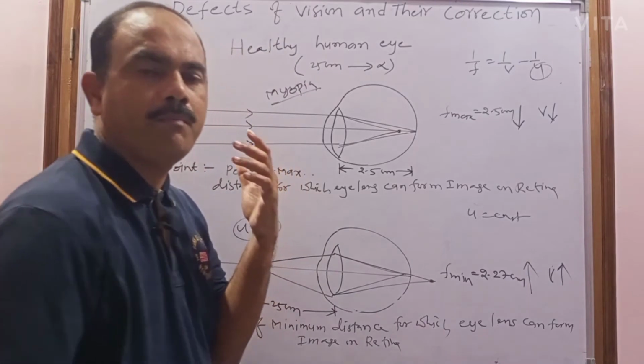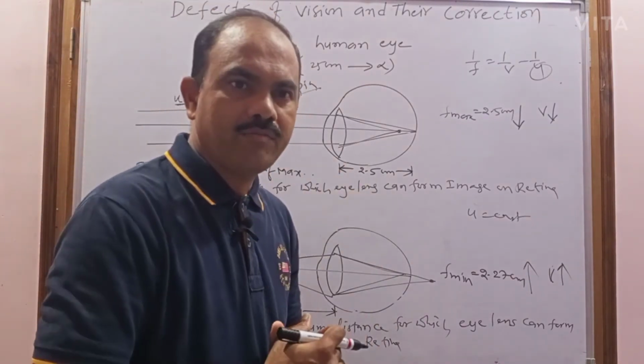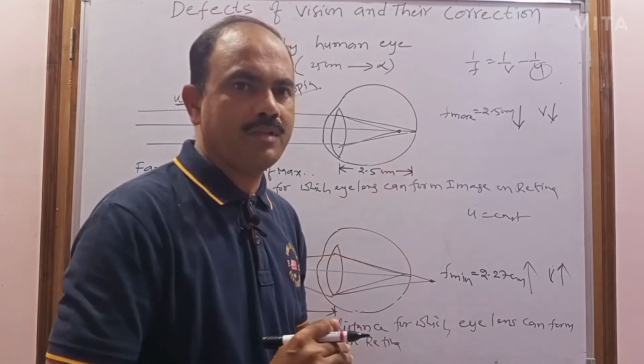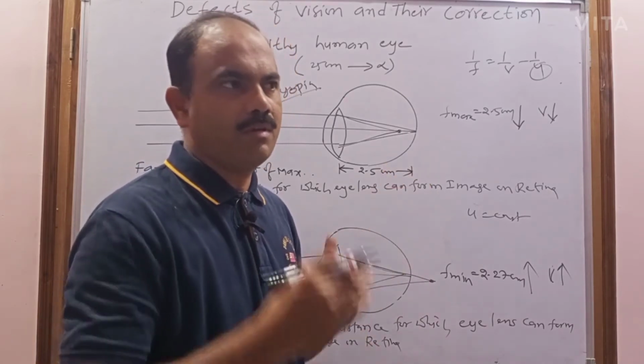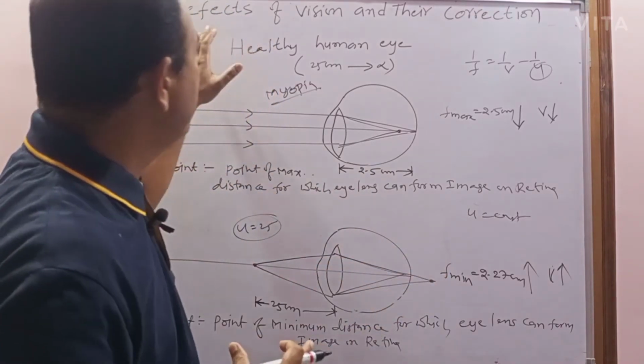Our vision becomes blurred, and the optical nerves cannot identify where the image is. So our mind cannot detect that image. That is called the defects of vision.